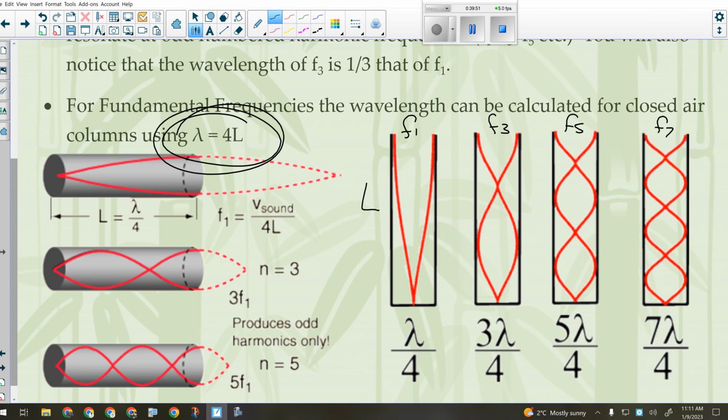But it's much harder to pinpoint where a node is than an antinode, because you can hear when the volume gets louder when it's at its loudest, but it's hard to hear when it's at its quietest because you still hear the actual tuning fork. So a closed air column actually doesn't resonate at even numbered frequencies, because at F2, what I would have is this.